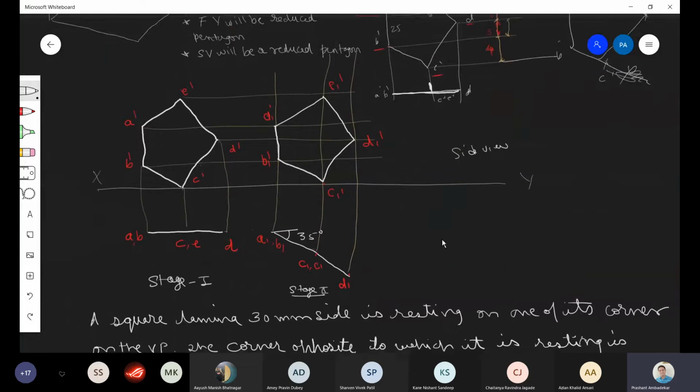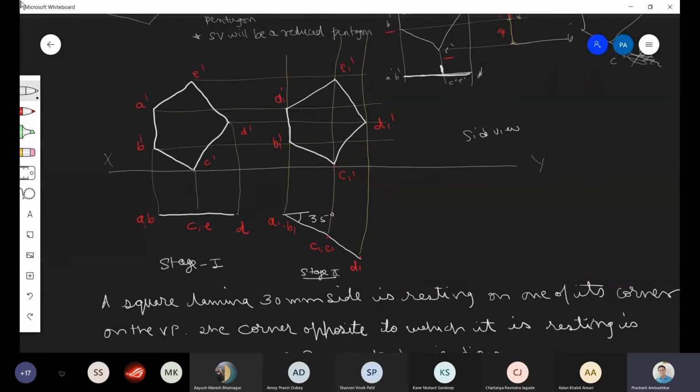So what will we do in stage 2? This line, which is representing the true length, will be drawn at 35 degrees, like this. And then anywhere you take this point A1, B1, and from A1, B1, what is the distance of CE? We take it in compass, cut an arc here, you get the point C1, E1. Similarly, where is D? D is here. So you take this much distance in compass, cut an arc, and you will get the point D1.